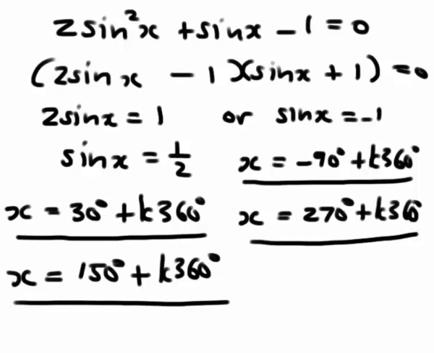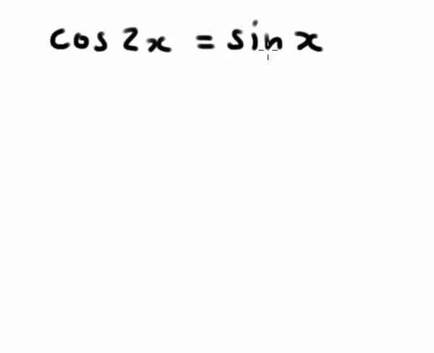Now what about another method? Surely there is another method of dealing with this trig equation. Well, okay, let's have a look at this. If we take again the equation cos 2x is equal to sine x. Okay, there we go. We've got cos 2x is sin x.